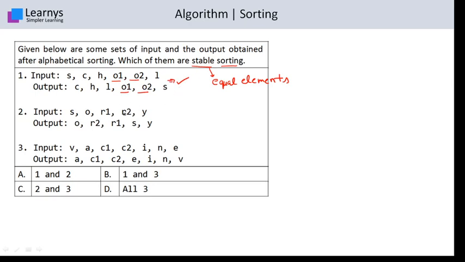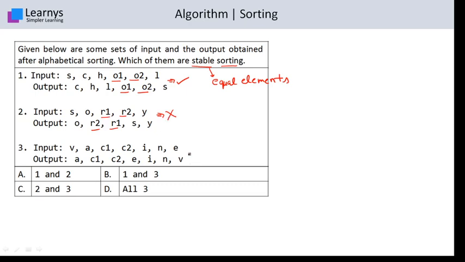Now check the second input and output. Are there any equal elements? Yes, there are two R. Again the positioning is R1 and R2, and after sorting you can see its order is not preserved. In the second output, R2 comes before R1, which was not the scenario in the initial input. That's why the order of equal elements is not preserved, and so we can say this is not a case of stable sorting.